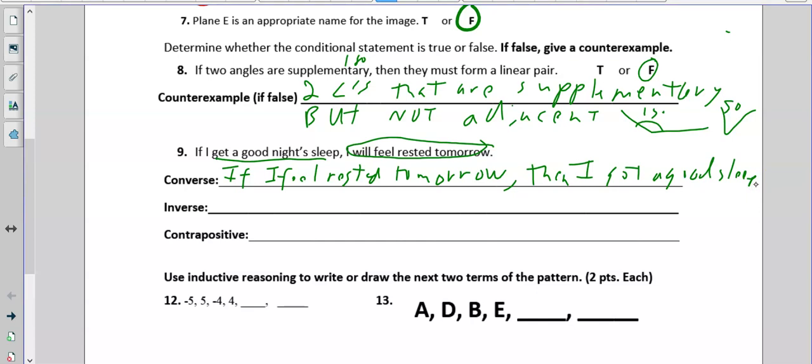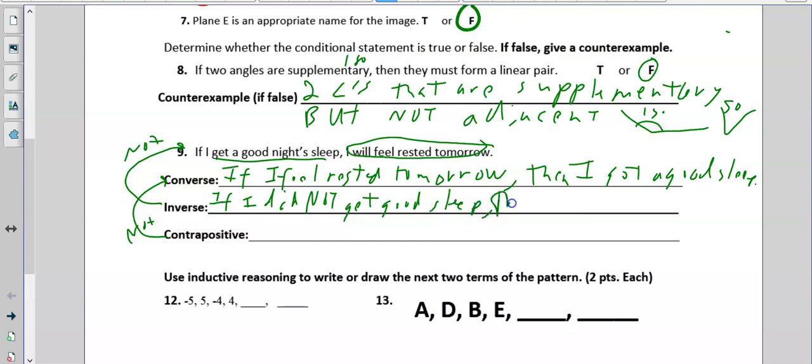Okay? Now the inverse is where we negate the original one. And the contrapositive is when I negate this one. So I'm going to take the original one, if I get a good night's sleep, and say, if I did not get good sleep, just for space, then I will not feel rested. I'm going to cut off tomorrow, but you know what I mean. So I just negated the original one.